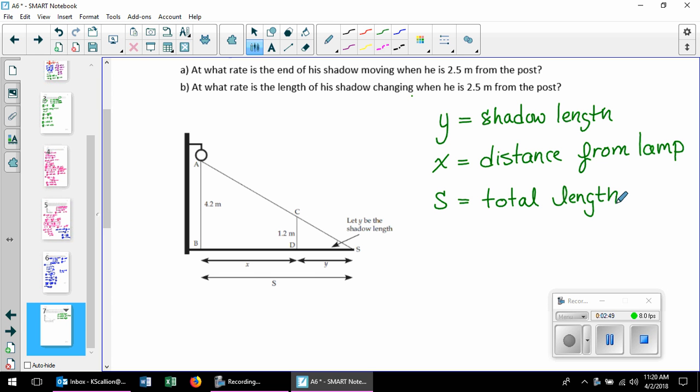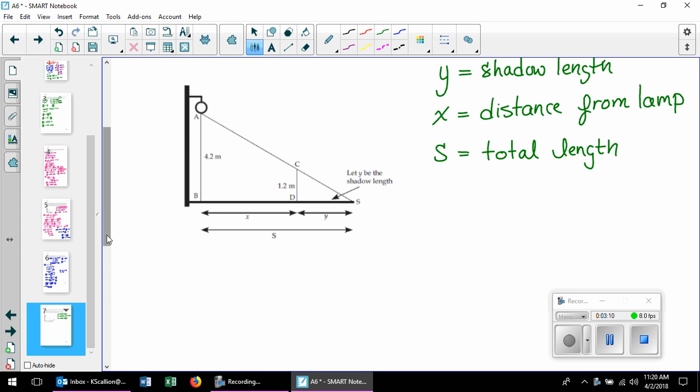Okay, so what do we know? What rate did it give us? Okay, so what rate is that? Is it dx, dy? Dx, yeah, because it's the distance from the lamppost, and that's the speed you're running towards the lamppost at. So what we do know is we have dx over dt being 2.2. Okay, so part A says, what rate is the end of the shadow moving when he's 2.5 meters from the post?